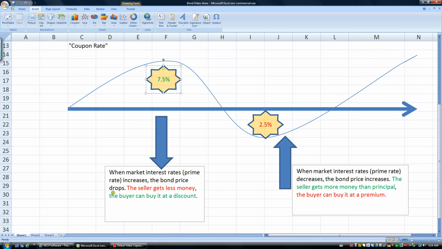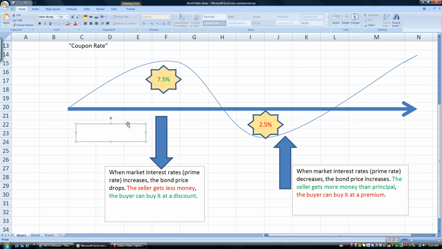So this is a basic concept. When market interest rates increase, that is, the market interest rates have gone up, now the bond price will go down. So it's not good for the seller. The seller is going to get less money for his bond, but the buyer can get it for a discount. So it depends. Maybe I'm going to put a question mark. We're not sure, but let's suppose the bond value now goes down to $9,780.